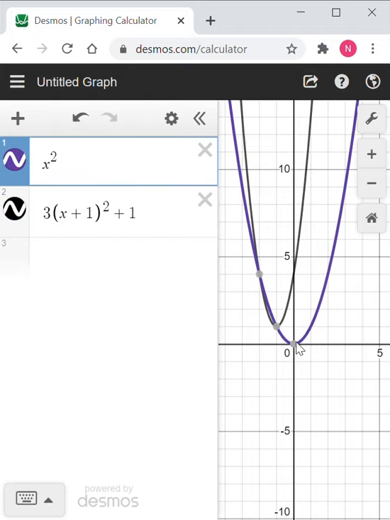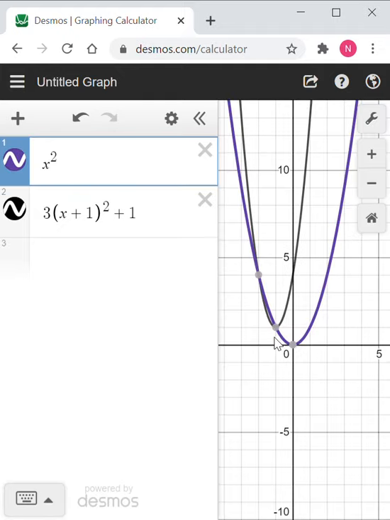We see if we're comparing their vertexes, we go from (0, 0) to (-1, 1). So we know that we go to the left a little bit and we go up a little bit. So we know exactly we go left 1, up 1. We can also see that it opens a little bit narrower. So the purple graph is my original graph, my x squared, and the black graph is my transformed function, and we see that its opening is much smaller. So that takes into account the vertical stretch.